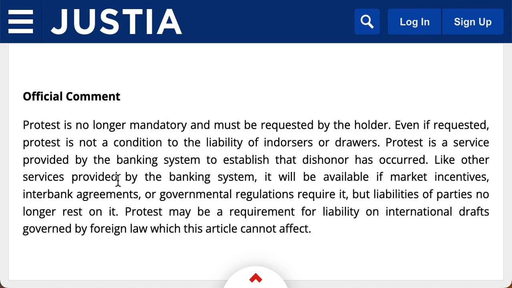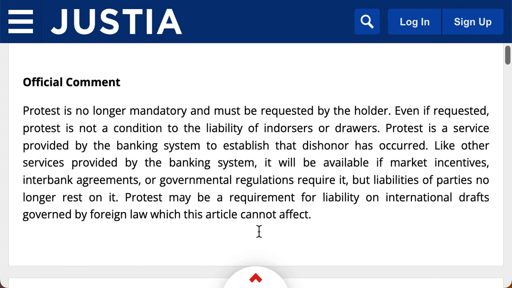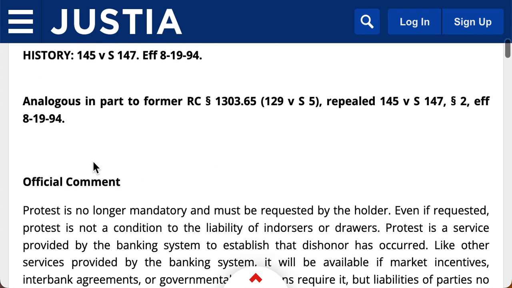Like other services provided by the banking system, it will be available if market incentives, interbank agreements, or government regulations require it. But liabilities of parties no longer rest on it. Protest may be a requirement for liability on international drafts governed by foreign law, which this article cannot affect. So something to note there.